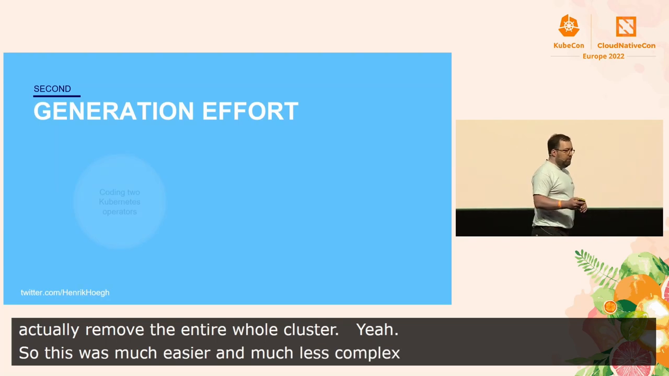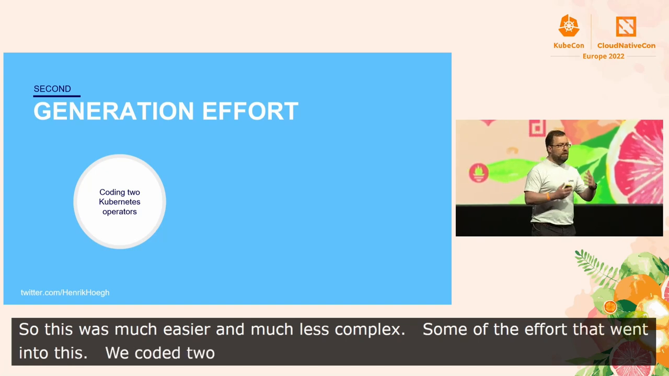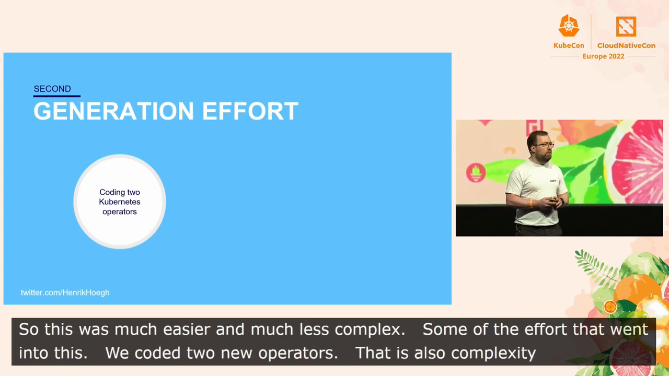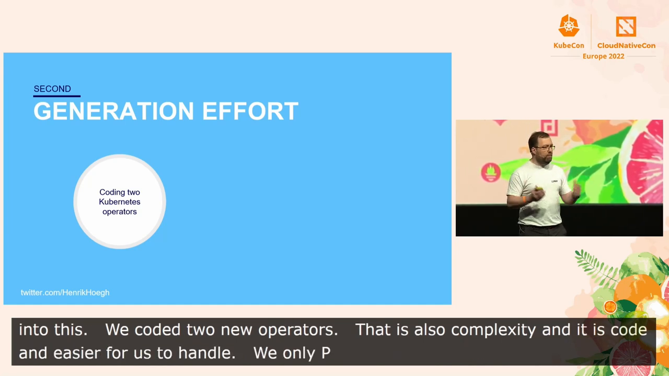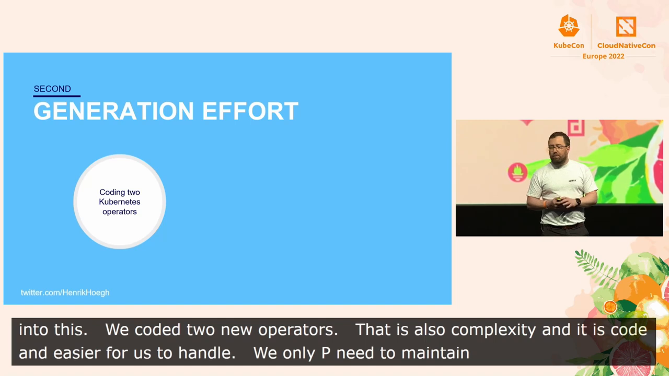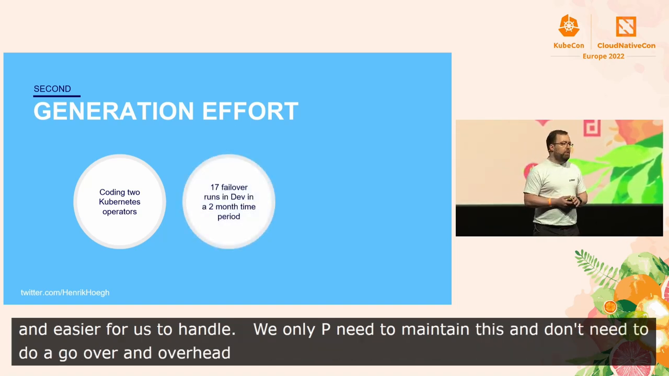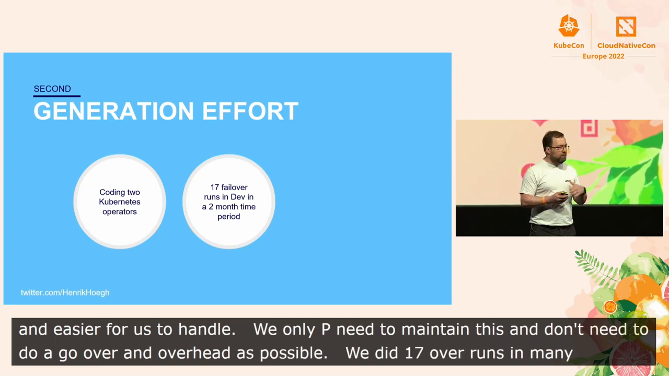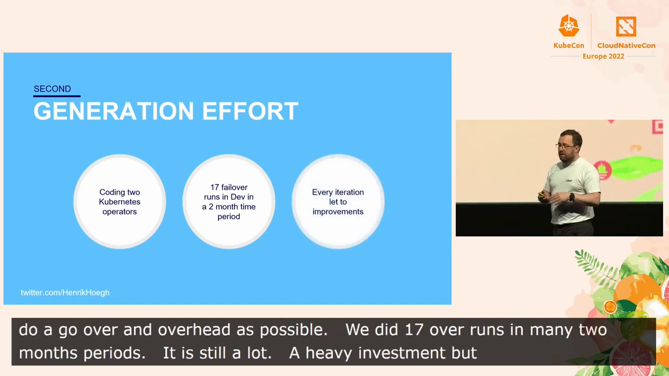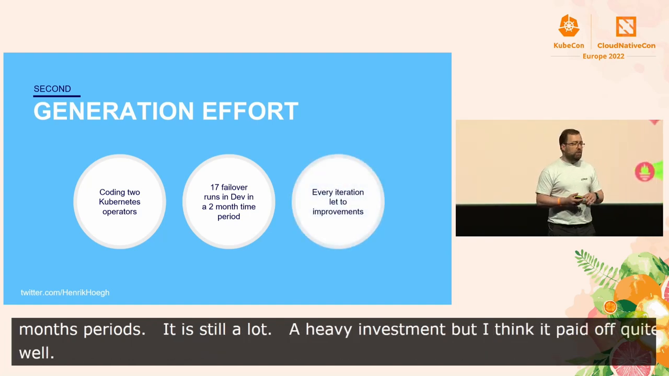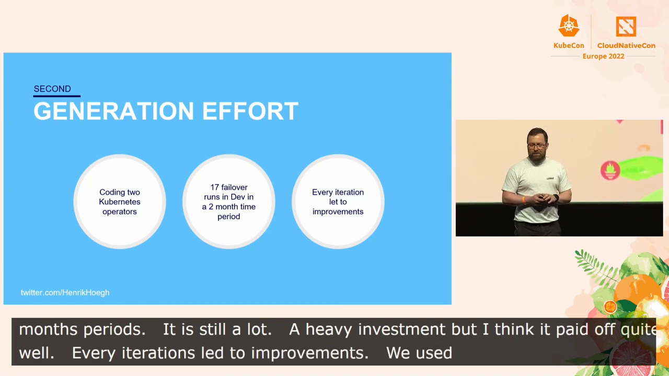Some of the effort that went into this: we coded two new operators. So that's also complexity, but it's code. It's much easier for us to handle. We only need to maintain this, and not every time we need to do a failover, where we need to have as little cognitive overhead as possible. We did 17 failover runs in roughly a 2 month period, which was a lot, but it was a heavy investment, and I think it paid off quite well. Every iteration led to improvements. We also use spot instances in dev, which led to a lot of great findings.